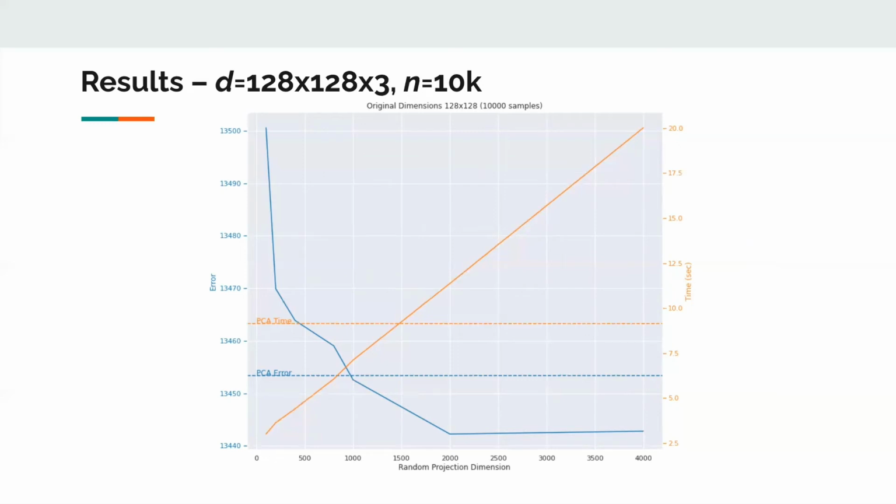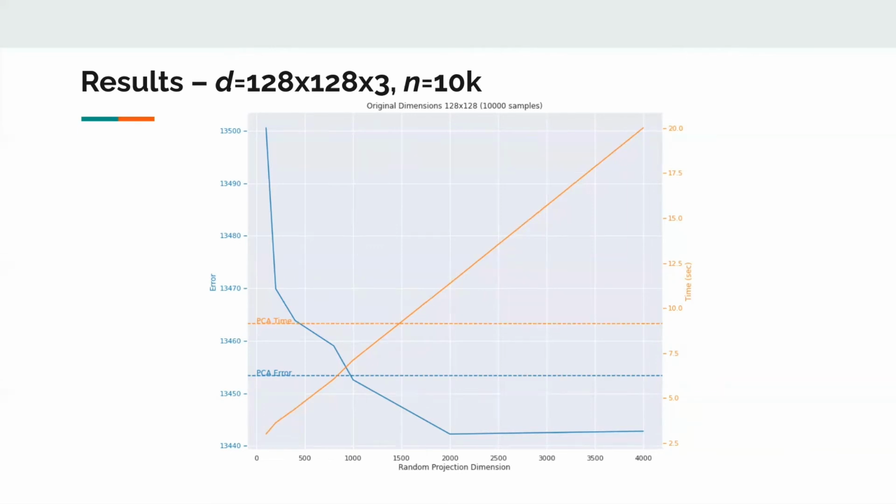Similarly, let's look at where orange lines intersect. Here. At that point, execution times are the same. When we compare error values at that point, PCA error is larger. So it means that if we give the same time to both methods, random projection gives better results. So for this configuration, we can say that random projection is clearly better.